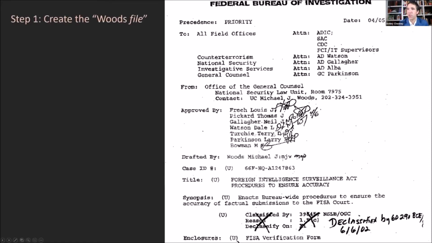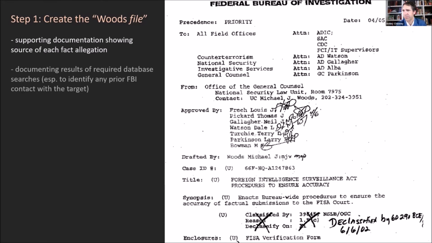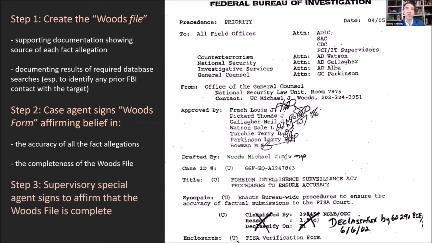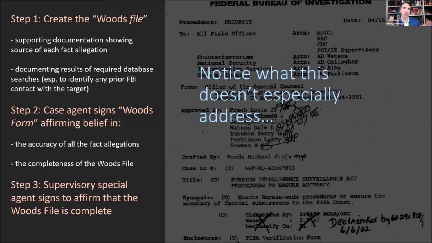That's the Woods procedures. That's good stuff. So to sum up, you make a Woods file, and that file should contain the supporting documentation, and it should confirm that any required database searches were done. The case agent signs the form affirming their personal belief that all the facts are accurate, that the Woods file was in fact compiled, that it exists and it was full. The supervising special agent has to affirm this too. And if you've done all that, you're off to the races.